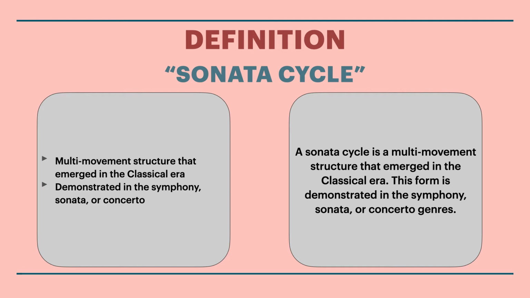A sonata cycle is a multi-movement structure that emerged in the classical era. This form is demonstrated in the symphony, sonata, or concerto genres. Sonata form is typically used as the first movement of a sonata cycle. So like we just said, it's a multi-movement piece consisting of a first movement in sonata form, typically a slow second movement, then we get a minuet or scherzo as a third movement, and a faster fourth movement, which is often rondo form, occasionally in sonata form. There's more subtleties to be discussed regarding sonata cycles, but it's not too relevant for us at this point.